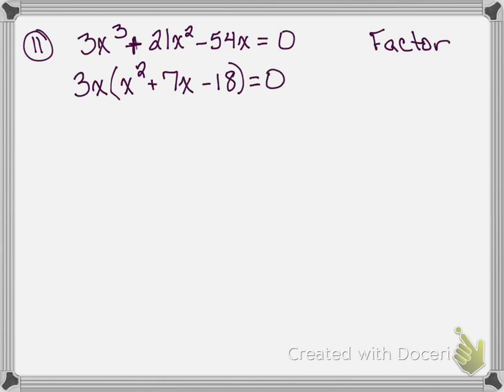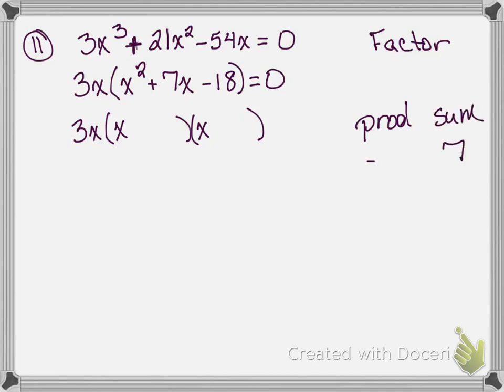Now we can keep going. So we've got 3x, and then we're going to factor again. So we're looking for two numbers multiplied together that give us negative 18, and added together that give us positive 7. So two numbers added together give me positive 7. That's my sum. And multiplied together give me negative 18. Okay, and my two numbers are going to be positive 9 and negative 2. 9 plus negative 2 gives me 7. 9 times negative 2 gives me negative 18. So here are my numbers.